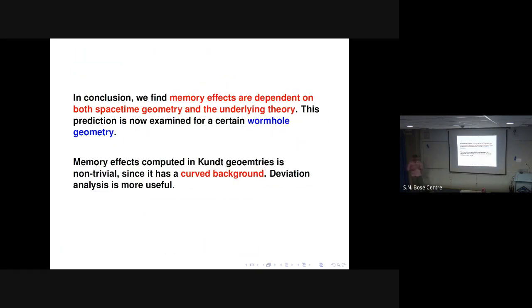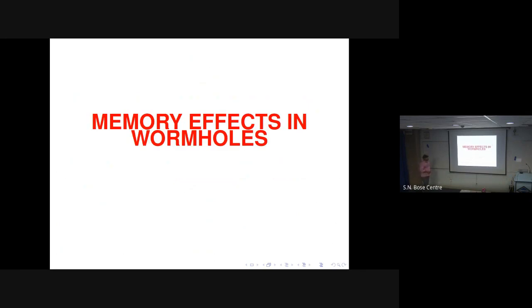Okay. So in conclusion of this radiative space-time part, we can say that the memory effects are dependent on both the space-time geometry and the underlying theory. If the space-time geometry changes, the memory effect changes, or if the underlying theory changes from GR to another theory, the memory effect again changes. So this prediction is now examined for a different geometry, a wormhole. And memory effects, when computed in such geometries, are non-trivial since there is a curved background. So deviation analysis is more useful. Okay, so now memory effects in wormholes.